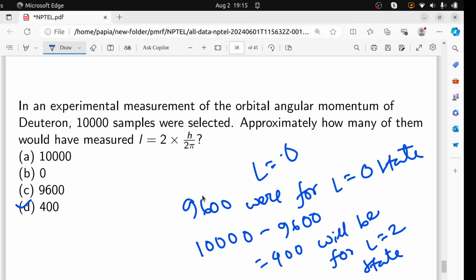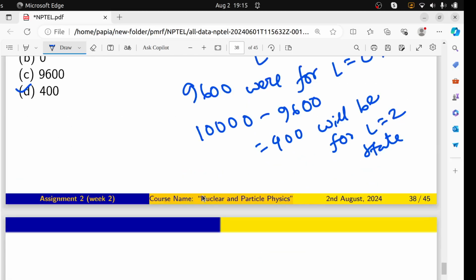Okay, so I think this question has been already discussed, that why it has 400 samples, because as we have already known that L equals to 0 was 96%, so 9600 was the L equals to 0 state. So obviously the rest of the samples will be L equals to 2 state.